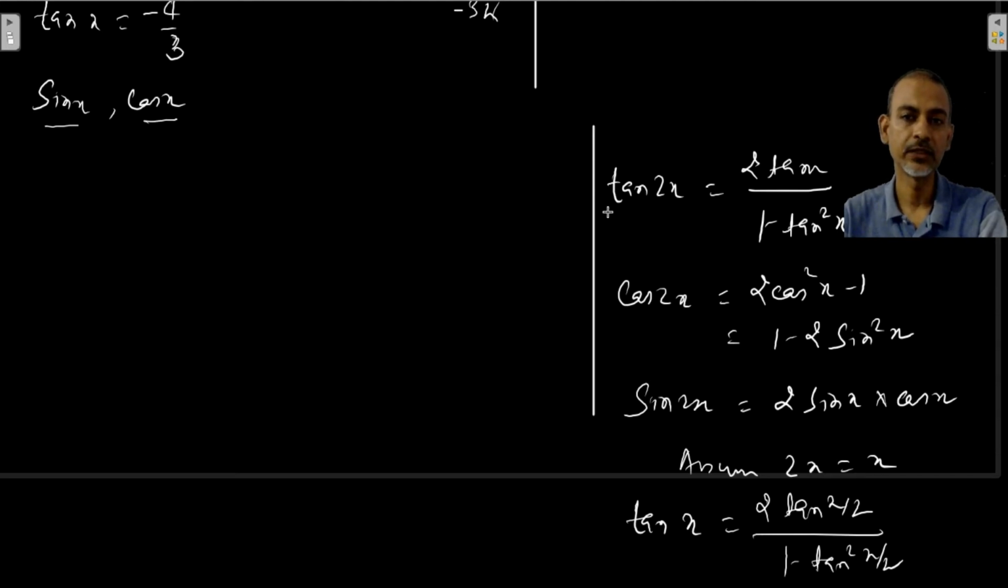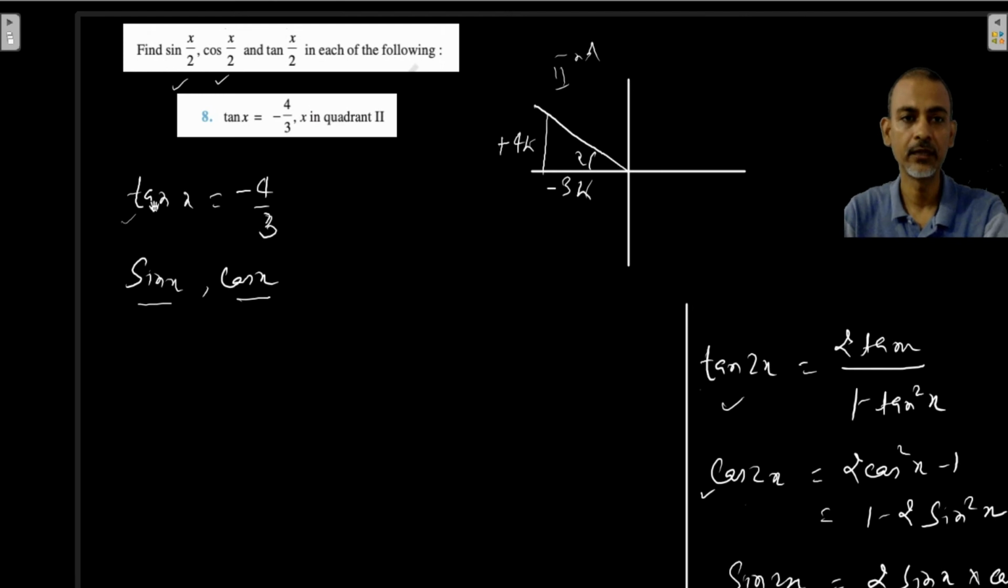As you can see, if I have the value of tan x, I can get the value of tan x by 2. Somehow this will become a quadratic and I'll be able to get the value. Similarly, if I know the value of cos x, I can put it over here and get the value of cos square x by 2. So this is what I am going to do. Here I am just trying to get the value of tan x, and out of that I'll get the values of sin x and cos x. So this is one of the ways of doing it.